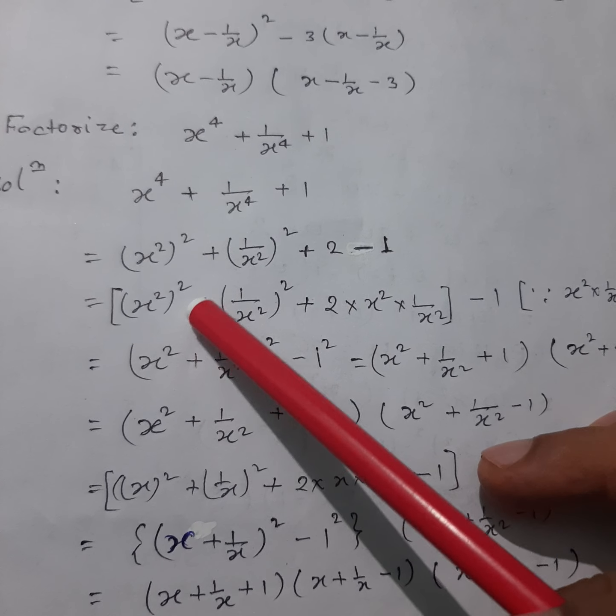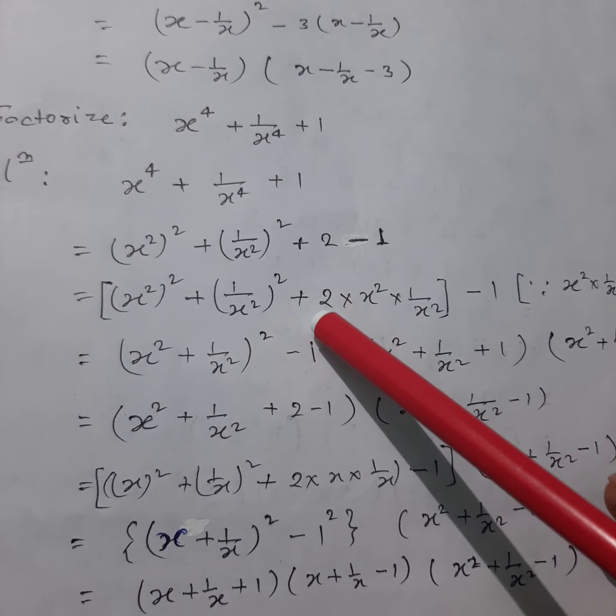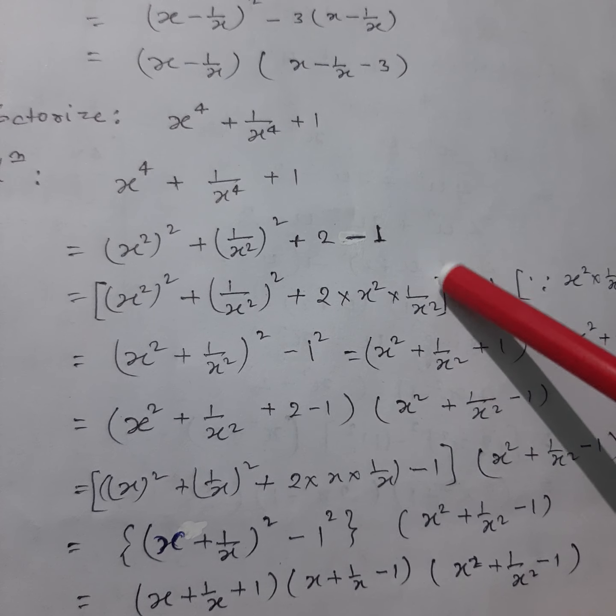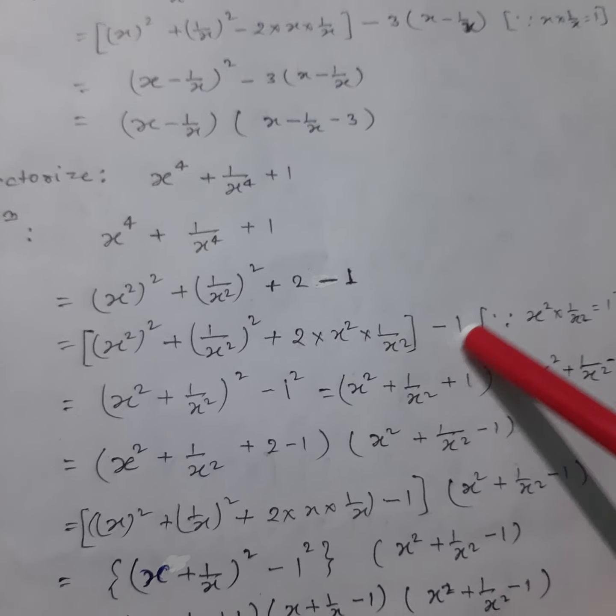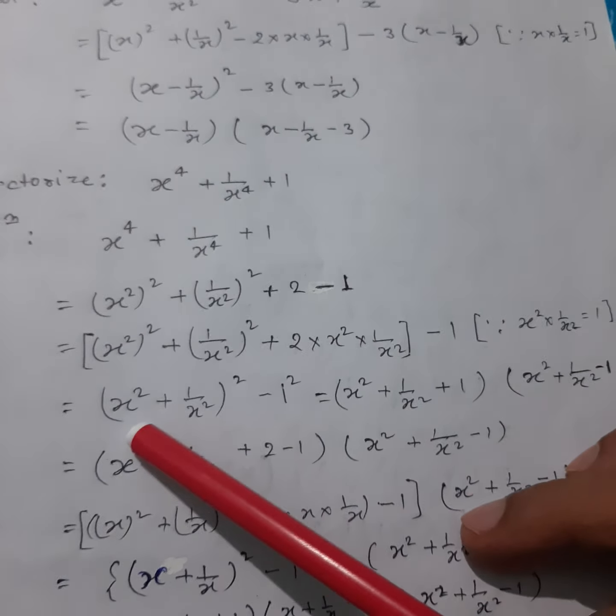Finally, we write x square whole square plus 1 by x square whole square plus 2 into x square into 1 by x square minus 1. So we get x square plus 1 by x square whole square minus 1 square. Again, it is in the form of a square minus b square. So first adding and second subtracting. Again, in the first factor we add 1 and subtract 1.